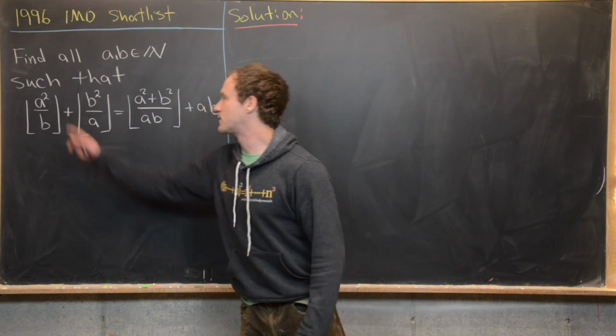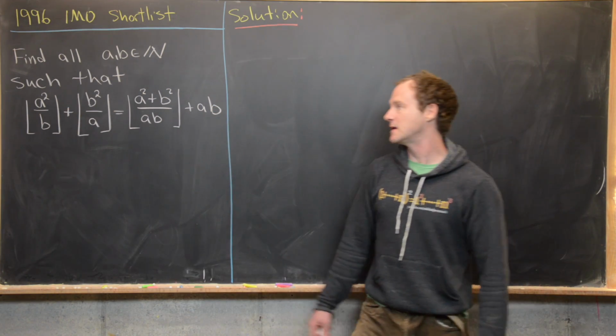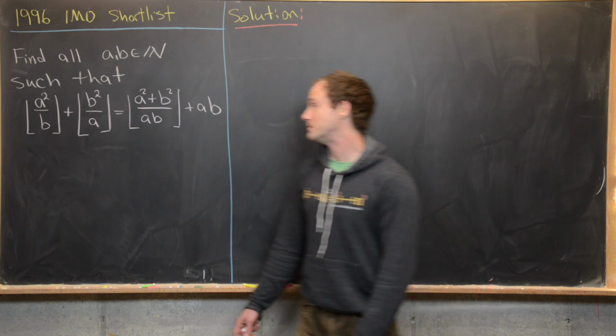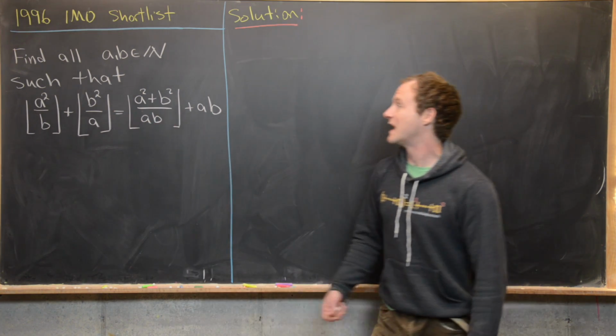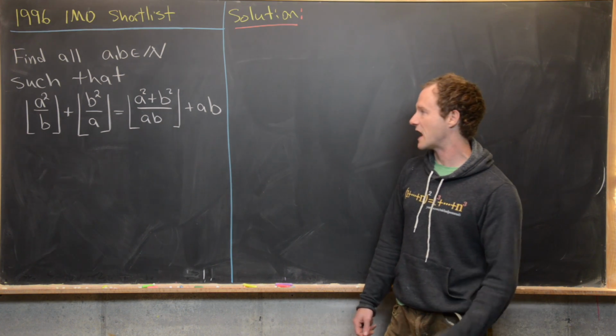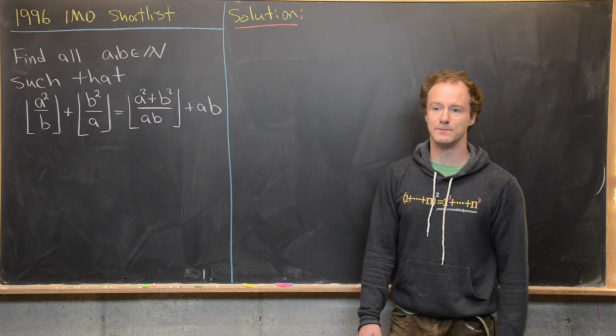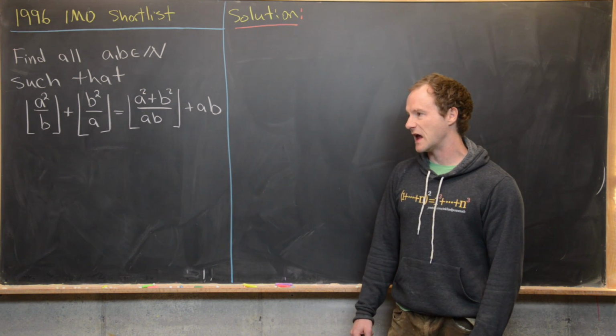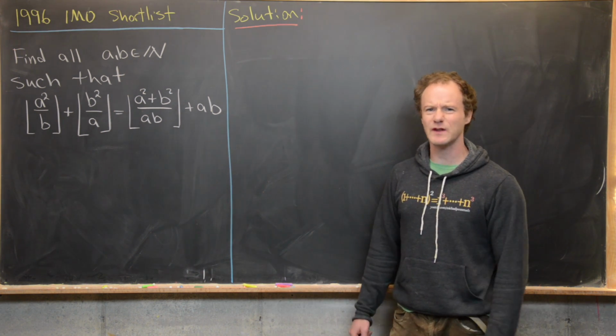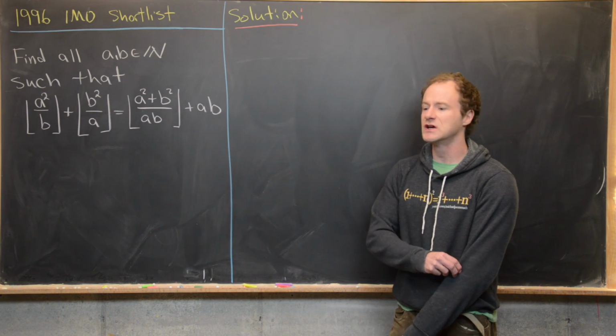So we've got the floor of a squared over b plus the floor of b squared over a equals the floor of a squared plus b squared over ab plus ab. And this is actually pretty involved. I didn't come up with a lot of really good hints for this solution, so we're going to jump right into the solution.